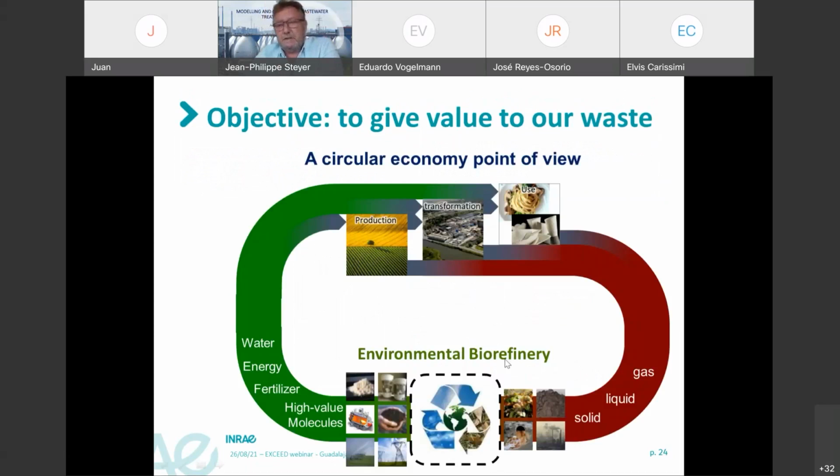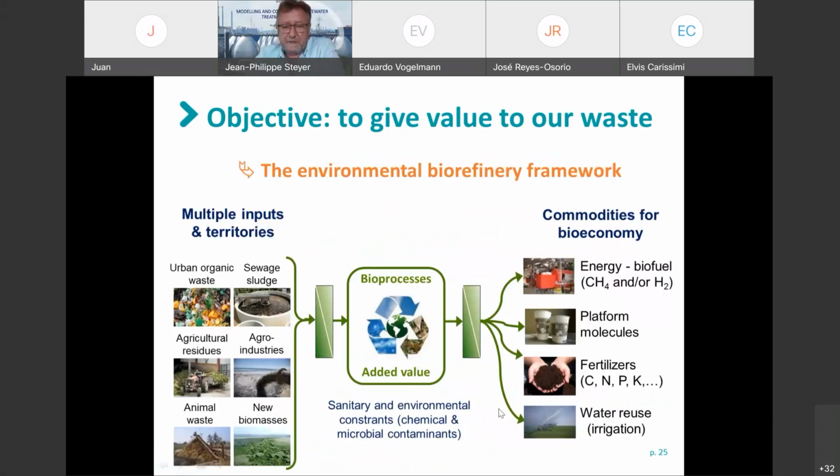And Jorge also said that you want to give value to our waste. So it goes for circular aspect, circular economy. And it could be gas, liquid, or solid. You want to play here and to make high value molecules, fertilizers, energy, or water, and recycle all of this. This is again what I said before, the environmental biorefinery framework. I will not come back to this.